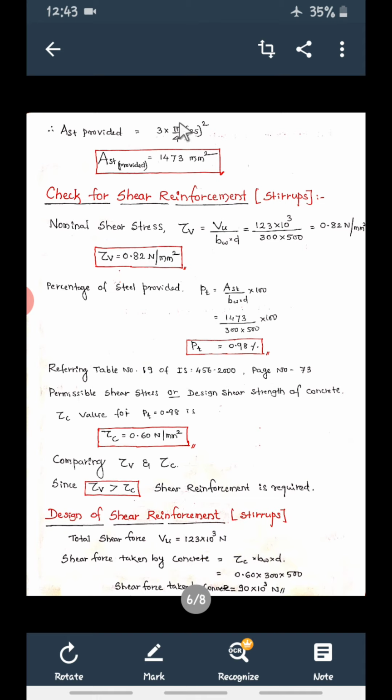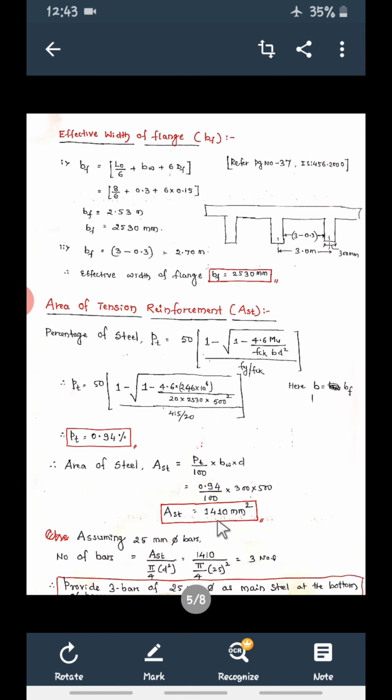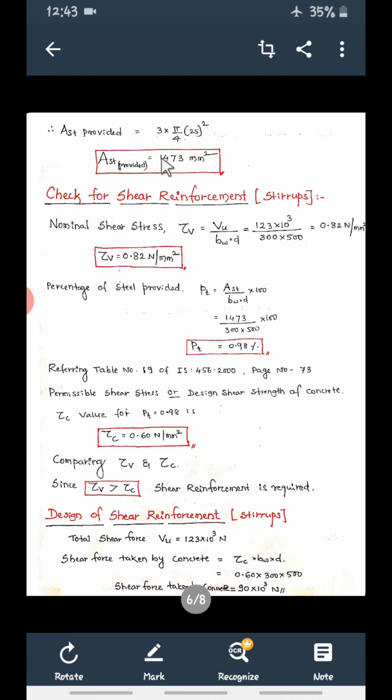Now see how much we are actually providing. We are providing 3 bars, so 3 into pi by 4, 25 square, the area of 1 bar. So total 1473 mm square. Required is 1410, and we are providing 1473 with 3 bars, which is more than required. Fine. So the next step is to check for shear reinforcement.